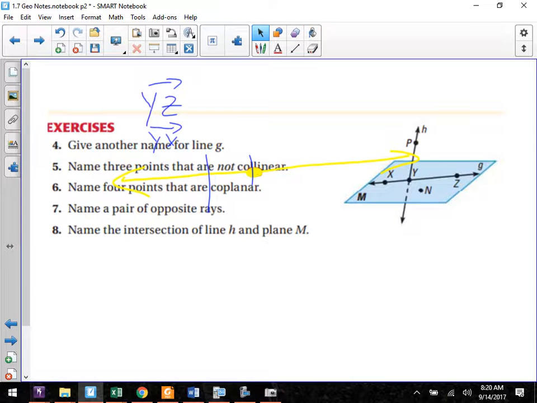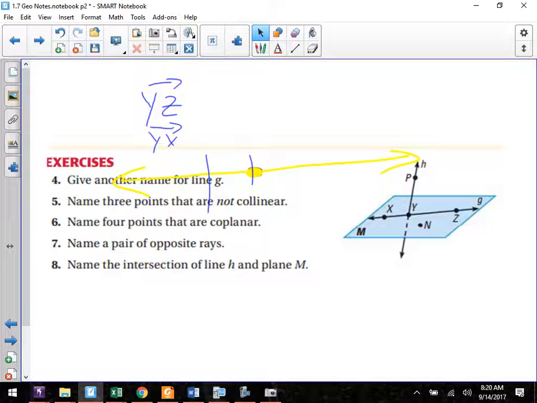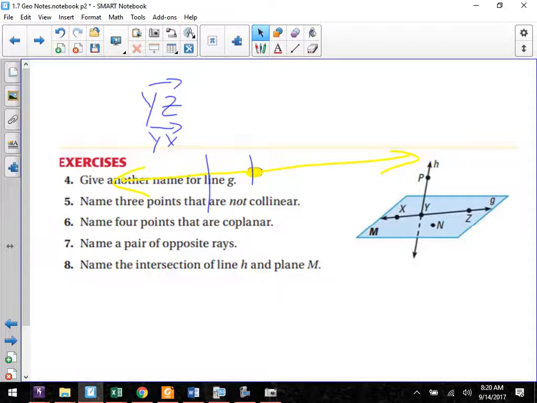Name and number. Give another name for line G. Well, remember when they talk about line G, you can use single letters, cursive usually for that. How else do you label lines?